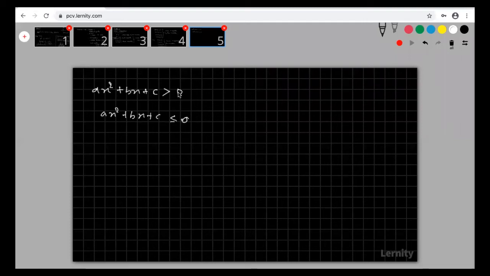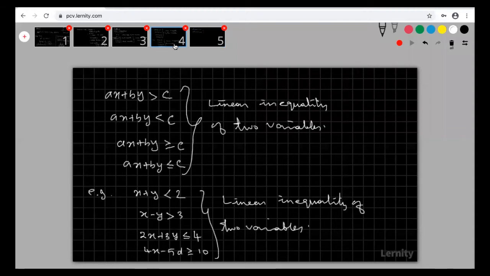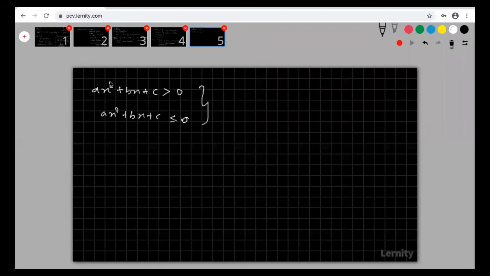Why, sir, here you are taking 0? No problem. You can take any other constant value also. So these inequalities are called, look at that. Here my degree of x and y is 1. Therefore, these are called linear. But here look at that. My degree is 2. So therefore, these are called quadratic inequality. This is quadratic inequality. But what is our chapter name?